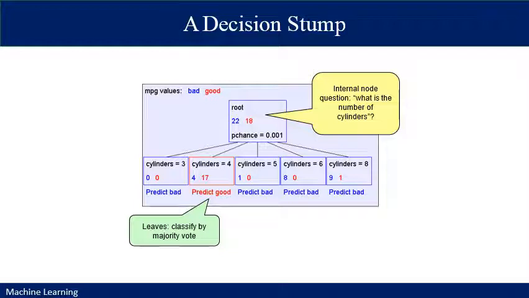So here is an example. Again, we have the internal node question: what is the number of cylinders? And we have divided the cylinders into different values, for example 3, 4, 5, 6, 7, or 8. As you can see, we have cylinder 4, which we have classified as the best attribute because it correctly classifies a large amount of values, and we have the majority vote to assign this tree as a good predictor.